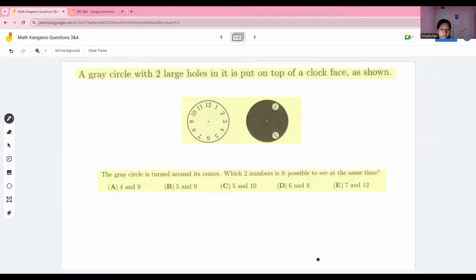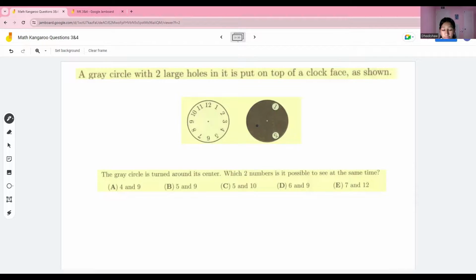A gray circle with 2 large holes in it is put on top of a clown-faced astronaut. The gray circle is turned around its center. Which 2 numbers is it possible to see at the same time? So there's a short way and a lengthy way to do this problem. For the sake of explaining and to make the problem simpler, I'm going to take the lengthy way of solving this problem. So what I like to think of this problem as is making pairs.